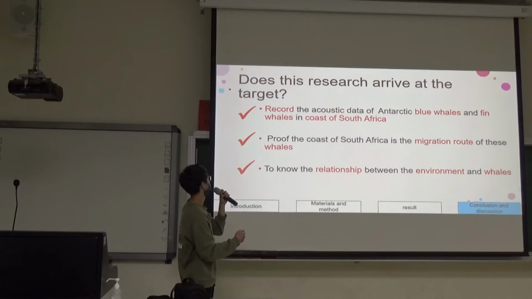And did the research achieve its target? Yes. First, it provides a record of the acoustic data of Antarctic blue whales and fin whales in this place. And second, it proved that the coast of South Africa is a migration route of these whales. Last, it lets us know the relation between the environment and whales.